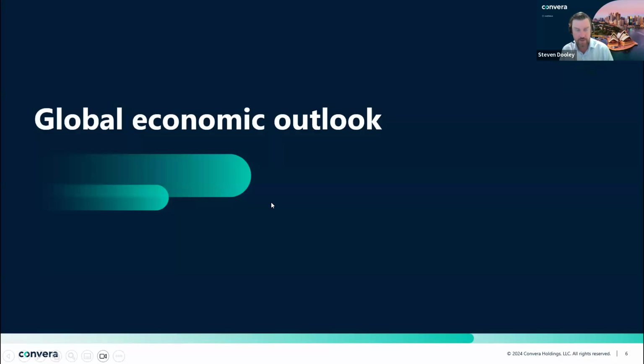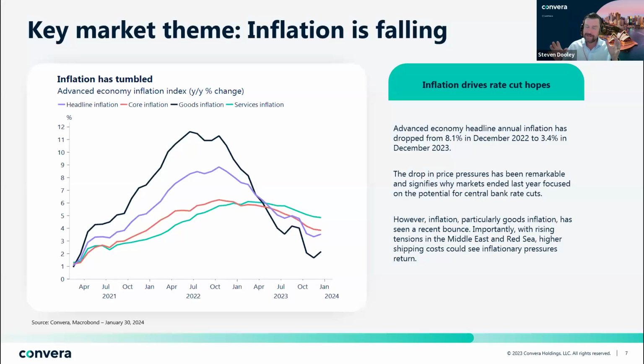Okay, so let's look at the big factors driving the economic outlook at the moment. And first of all, the most incredible story in 2023 was how quickly inflation has tumbled. The reason why markets believe central banks can cut interest rates is because they raised rates really quickly in 2022 and 2023. And you can see this was when they were raising interest rates. And since then, inflation has collapsed.